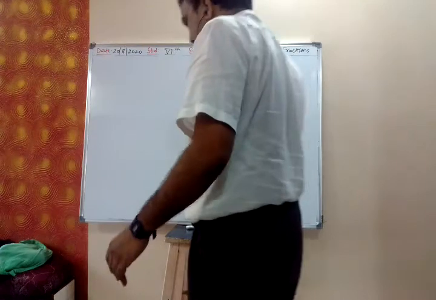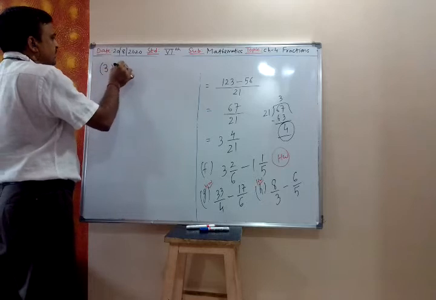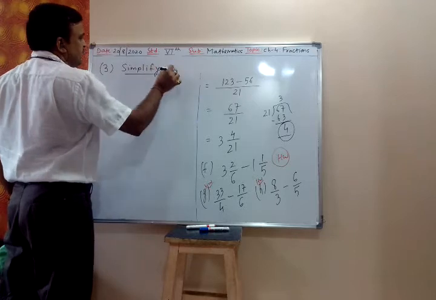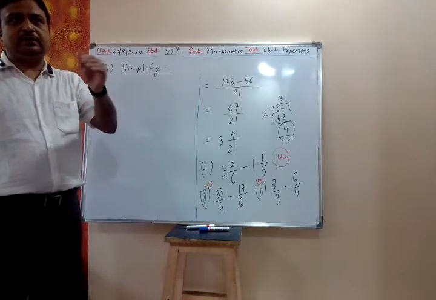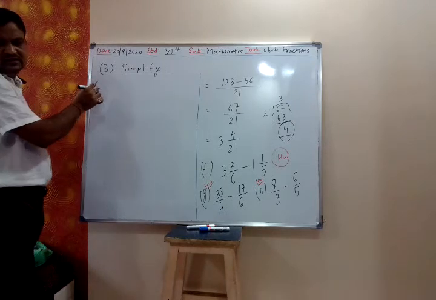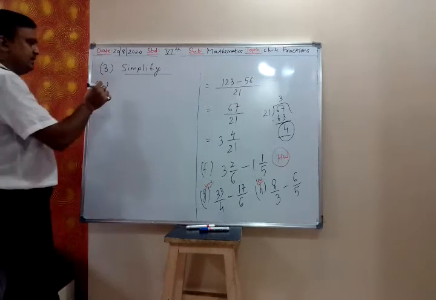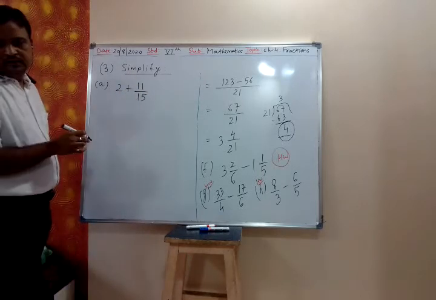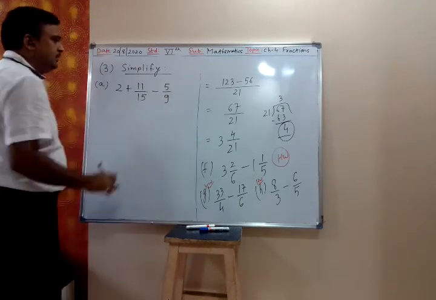Now, let us start the third one. In the third one, simplify, we are given mixed fractions. We have to add and subtract both together. The third is 2 plus 11 upon 15 minus 5 upon 9.